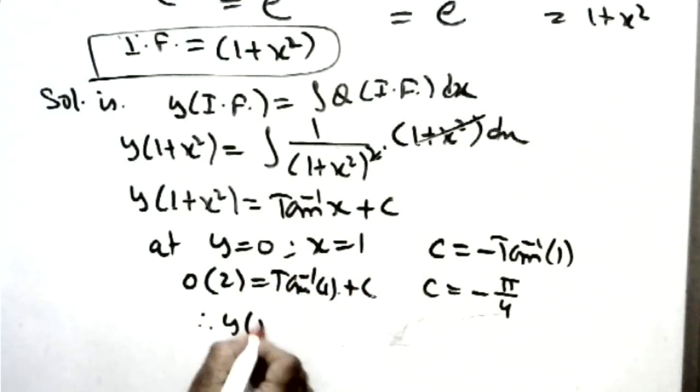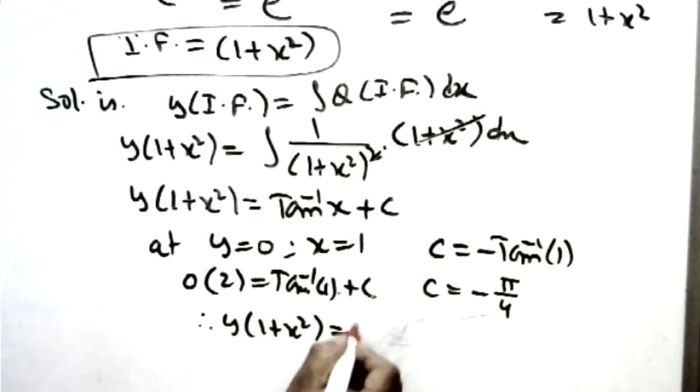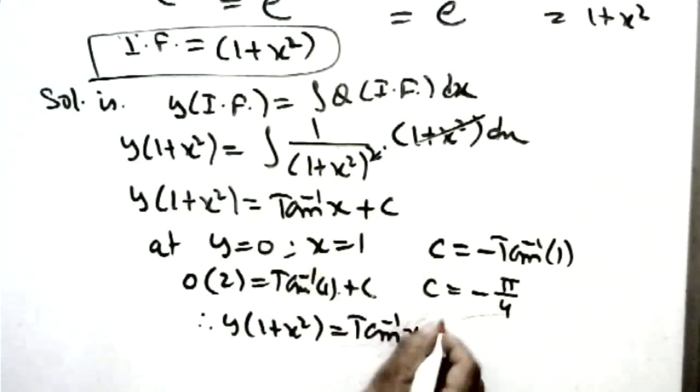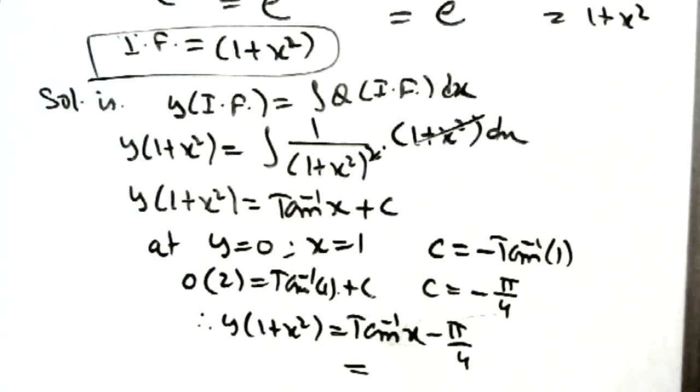Now let me substitute this value here. Therefore, y into 1 plus x square equals tan inverse x plus c, where the value of c is minus pi by 4. So this is the last question we discussed here.